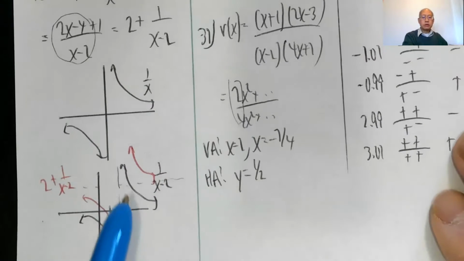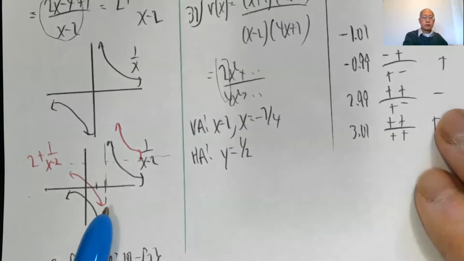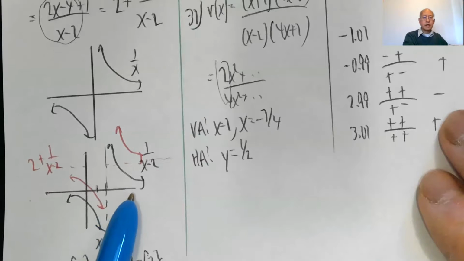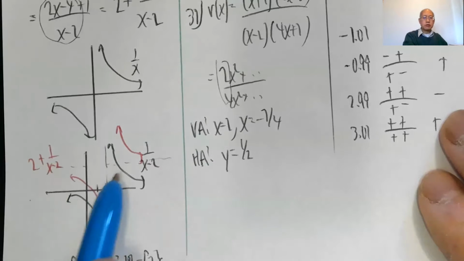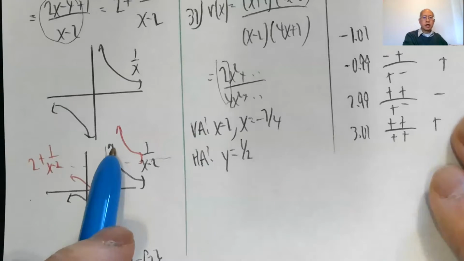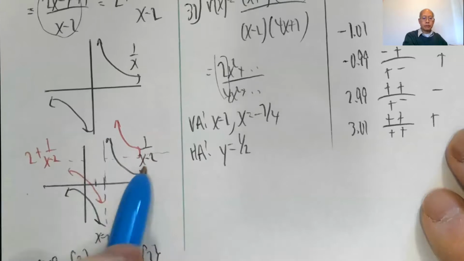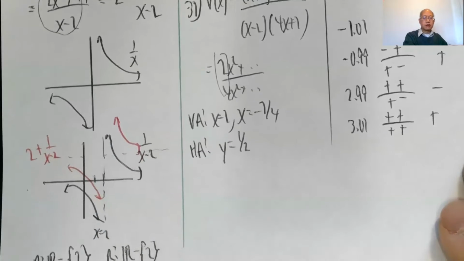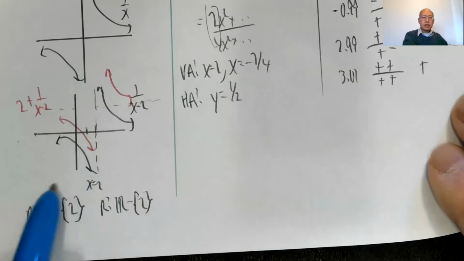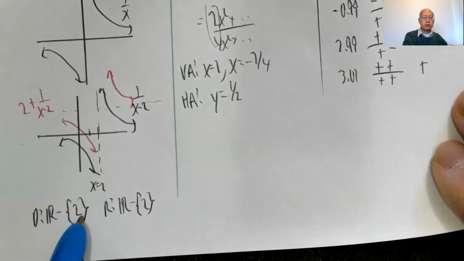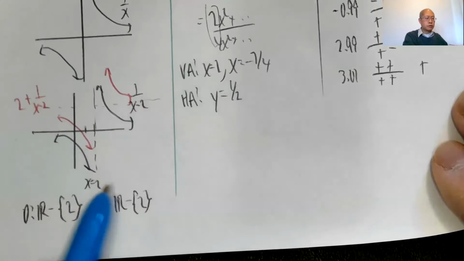1 over x minus 2 moves the graph 2 units to the right. And then 2 plus 1 over x minus 2 takes the graph and moves up 2. So the red is the final answer of what I want. So domain is all real numbers except for 2. Range is all real numbers except for 2.